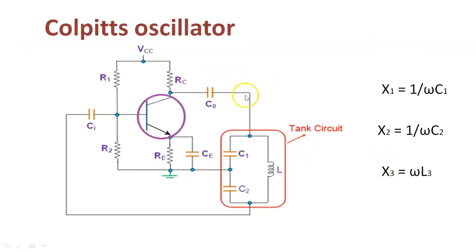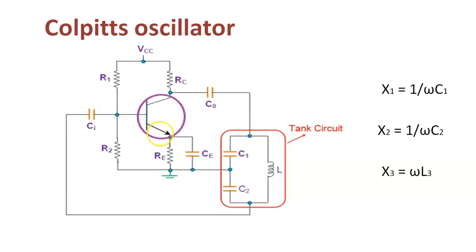The figure shows the Colpitts oscillator circuit. It consists of two parts. One is the amplifier stage and the other is the feedback network. This feedback network is called a tank circuit. It consists of two capacitors C1 and C2 and one inductance L. The amplifier stage is responsible for providing gain or amplification of a signal. The feedback network takes a portion of the output signal and feeds it back into the input of the amplifier stage.